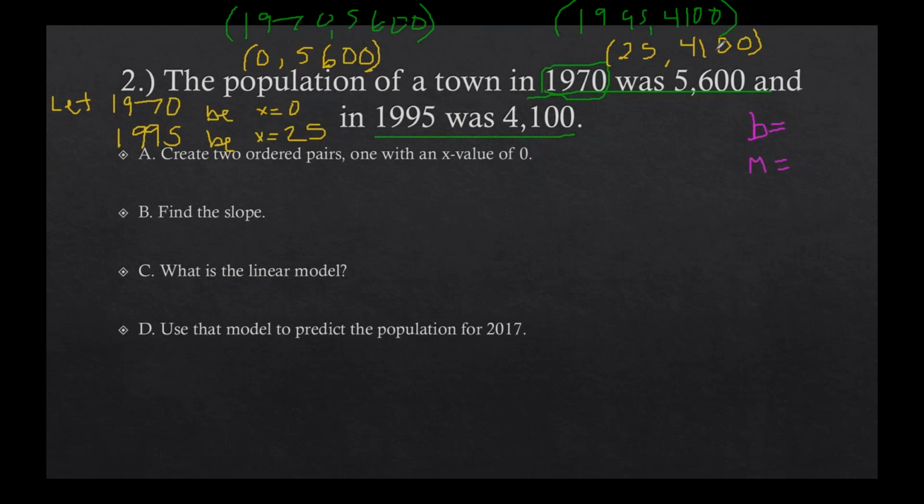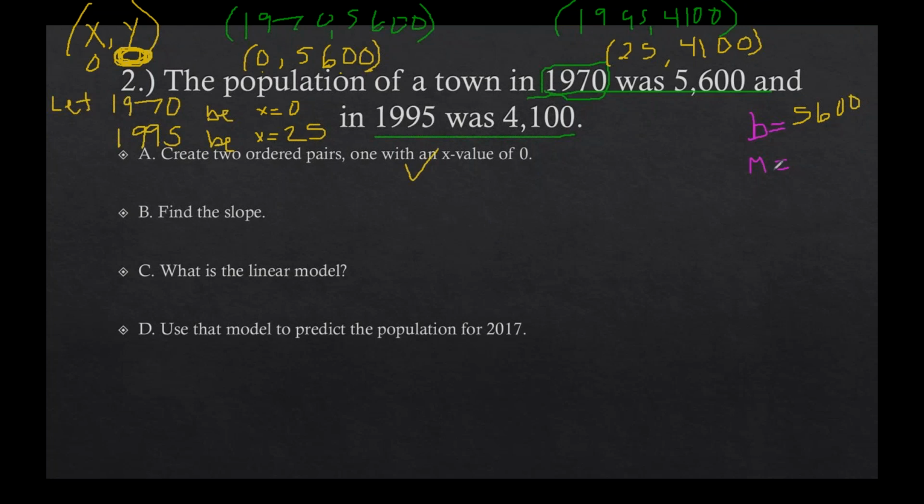Okay, Shannon, when X is 0, you have a y-intercept. What is the y value when X is 0? Because remember, ordered pairs always come in the order X, Y. So when X is 0, this is my y-intercept. So X is 0 here, so my y-intercept is 5,600. Because that's the y value when X is 0. So that was the sole purpose of rewriting those ordered pairs so that we could have a y-intercept. Okay, so we have created two ordered pairs with an X value of 0.